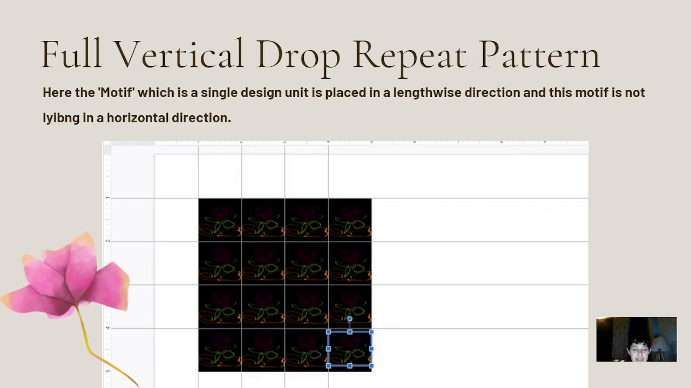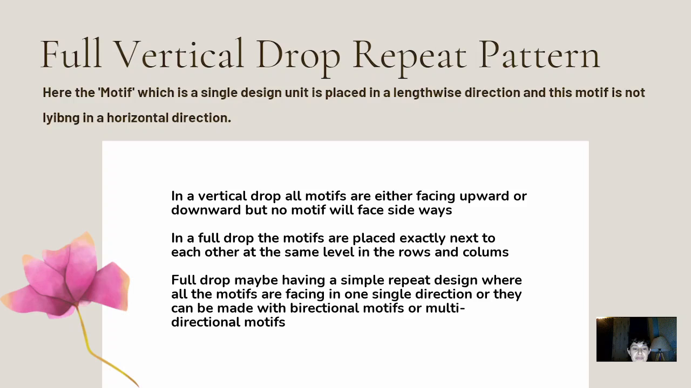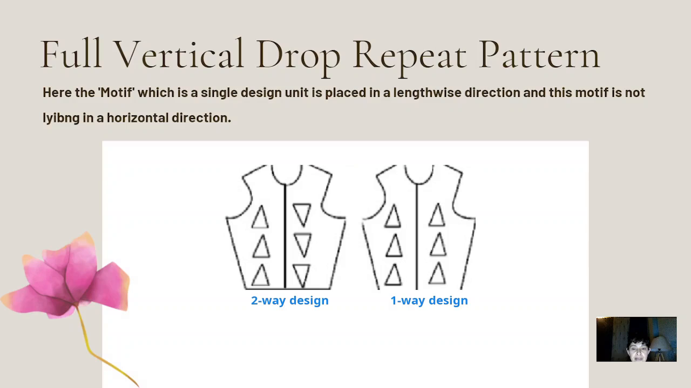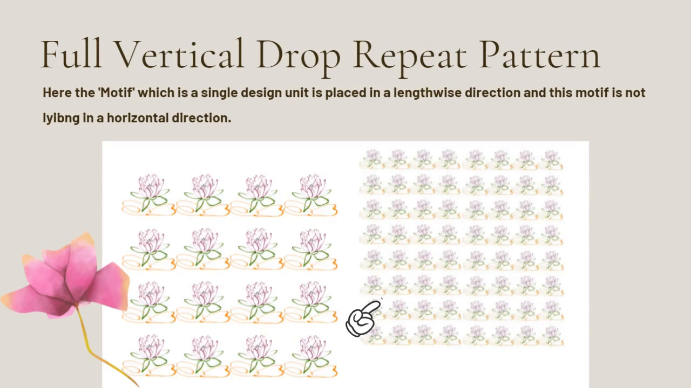Okay, so once you're done with the placement inside the grid, you can actually remove the grid or erase the grid. And I'm taking a JPEG format of the same repeat pattern that I have created just now, and I'm using this repeat pattern and multiplying it and placing it, and this is how it would look.